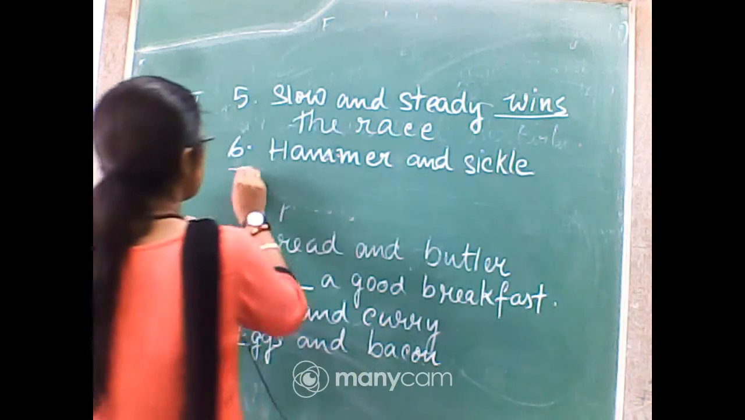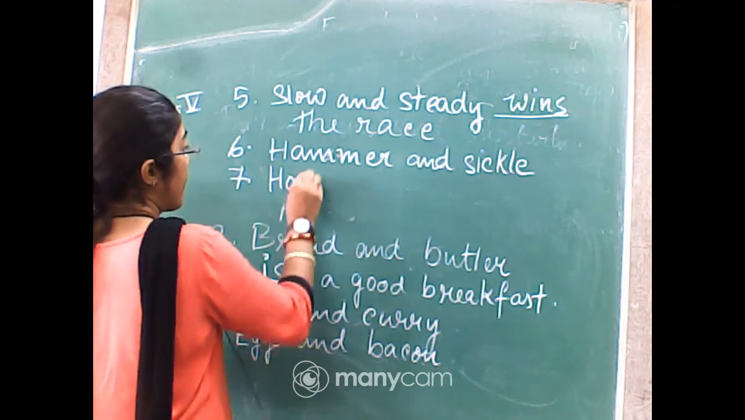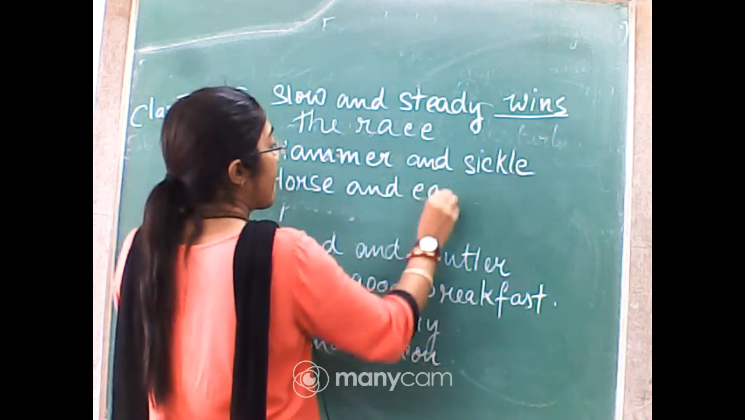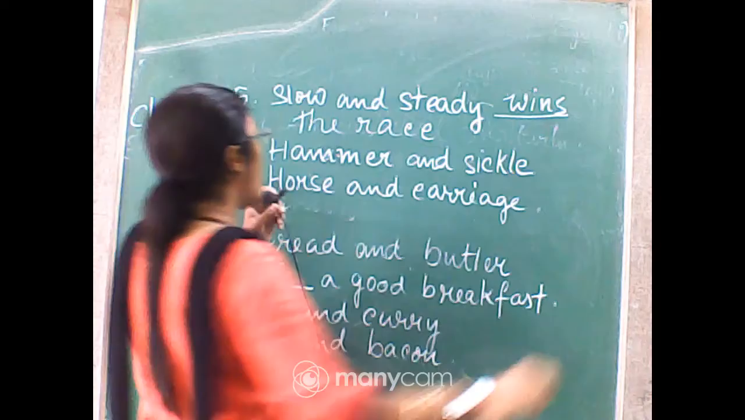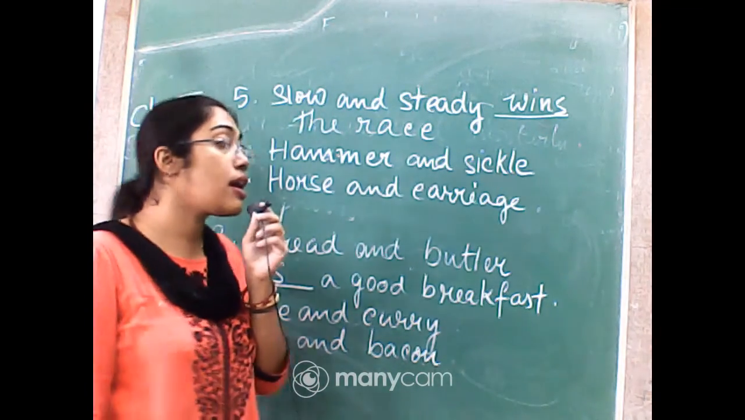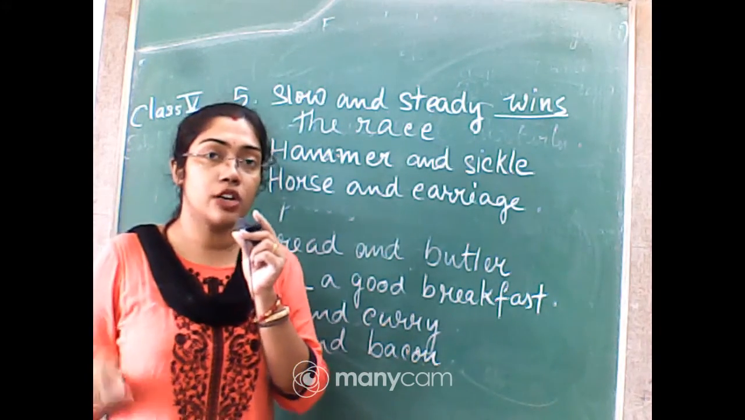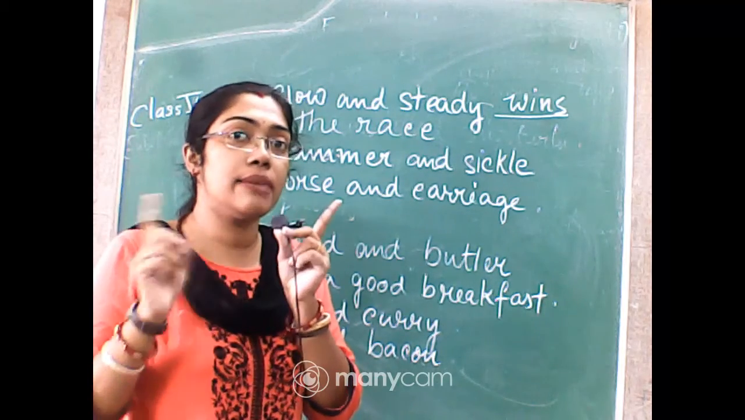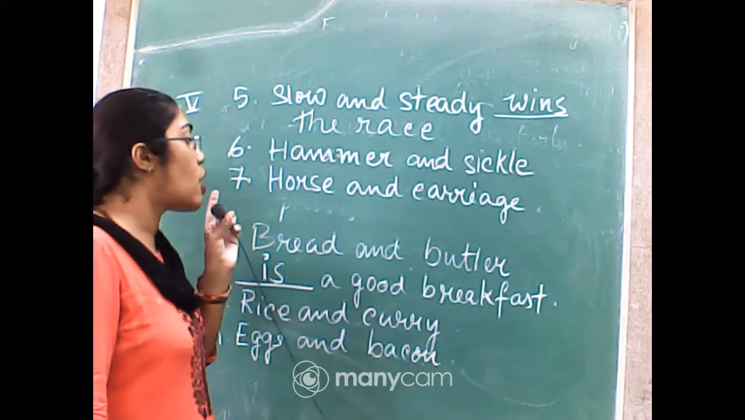Hammer and sickle. Next, horse and carriage. Hammer and sickle, it is talking about a tool, where hammer is also there, sickle is also there. Together they become one important tool. Okay. Next is horse and carriage.